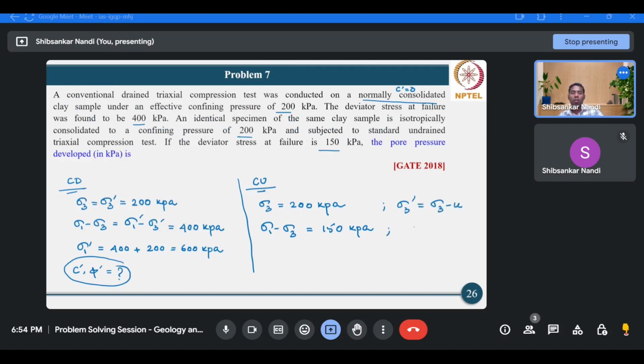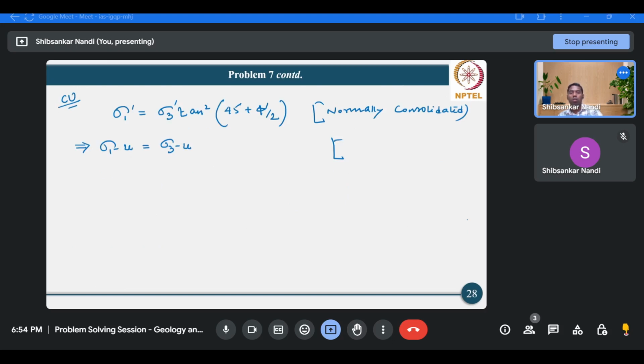There will be a pore water pressure, excess pore water pressure, and sigma 1 prime will be sigma 1 minus u, since it's tested under undrained condition, multiplied by tan square 45 by 2. So we have basically solved a similar problem in today's session, so I will not discuss the procedure further. We can easily calculate the u value after substituting the values of sigma 1, sigma 3 and phi prime.